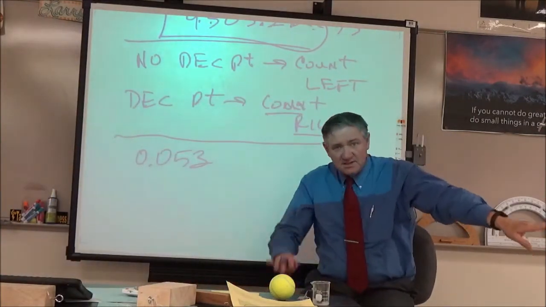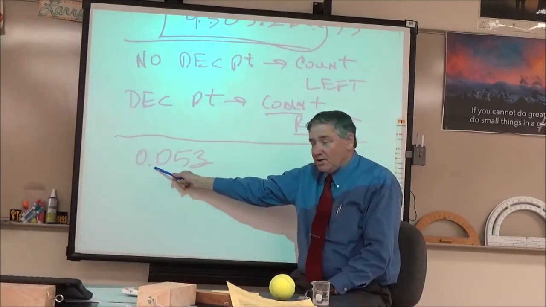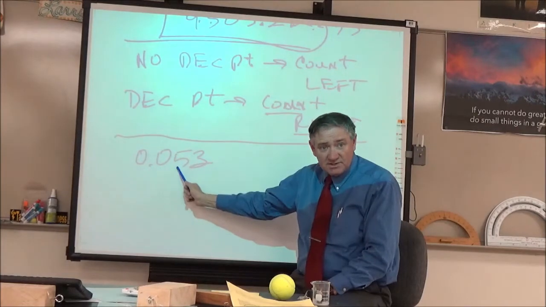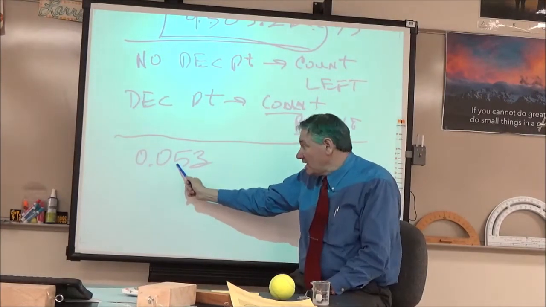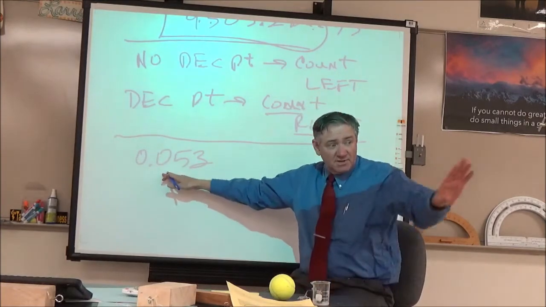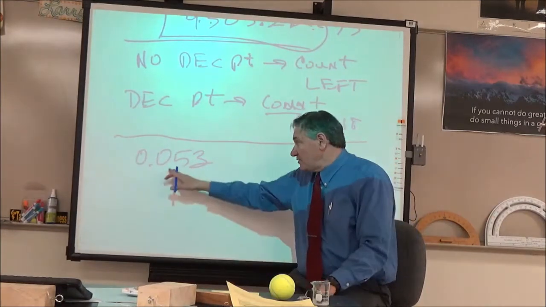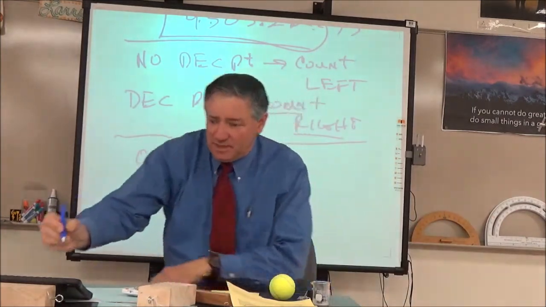Got a decimal place, you're going to count to the right. So here's a decimal place. You find the first non-zero digit, which in this case is this 5, and you count everything to the right. These zeros are freshmen. They're just taking up space. We don't count them. Okay? So this is going to have 2 significant digits.